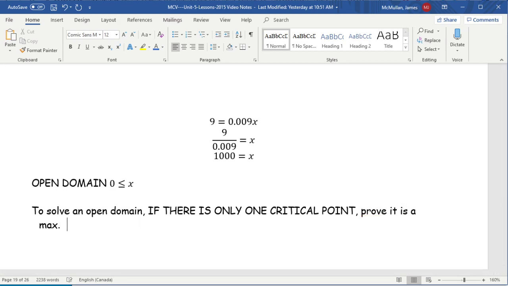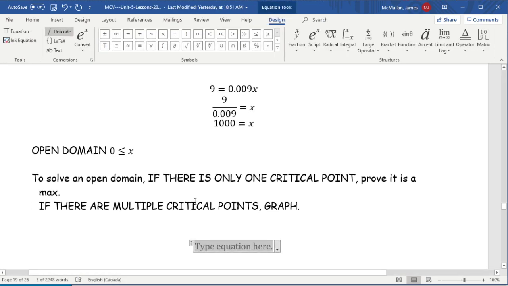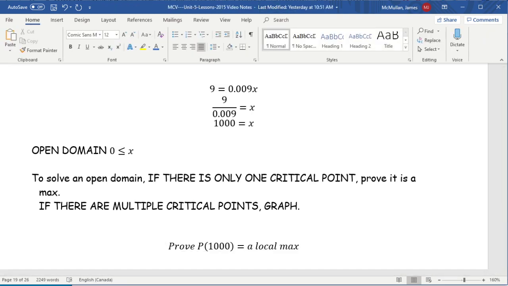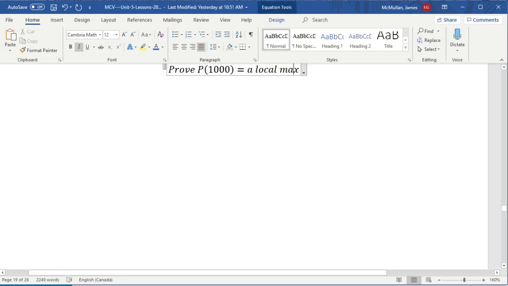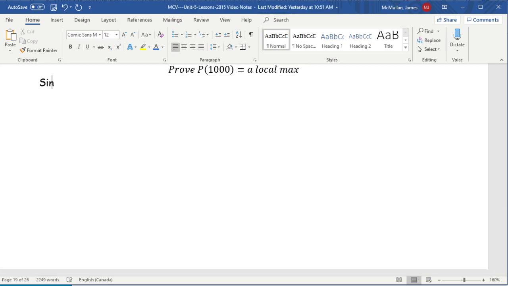If there's more than one critical point, you have to graph it. So keep that in mind. Anyway, in our case, there's only one critical point. So we just need to prove that P of 1000 is a maximum. If we can prove that it's a max, since it's the only critical point on the domain, it must be the absolute max.